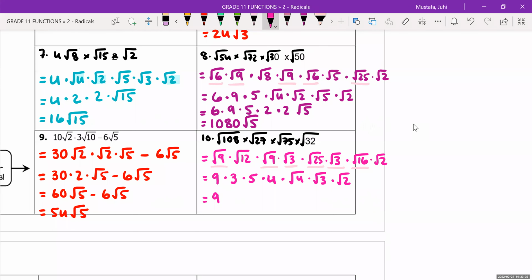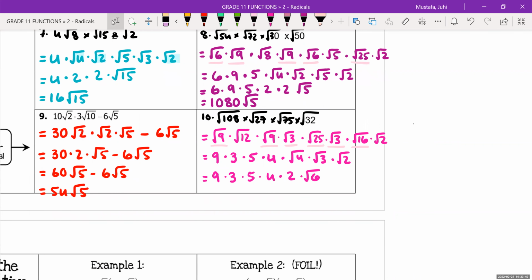So now we have 9 times 3 times 5 times 4. The perfect square of 4 will give me a 2. Can I do anything with the root 3 and root 2? No, I have to multiply them again to give me root 6. Okay, so 4 times 2 is 8. 8 times 5 is 40. 9 times 3 is 27. So I'm basically just multiplying 27 times 4. So, oh, it's the same number. Did you guys get 1080 root 6?